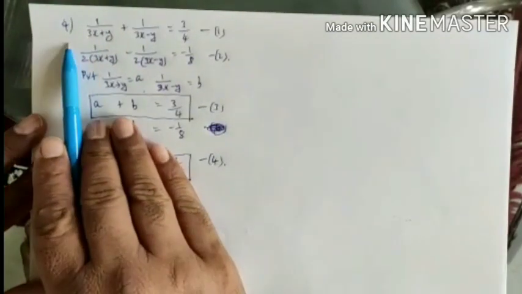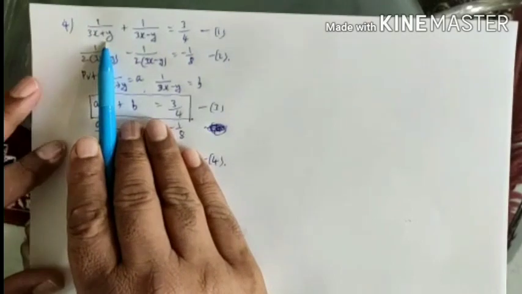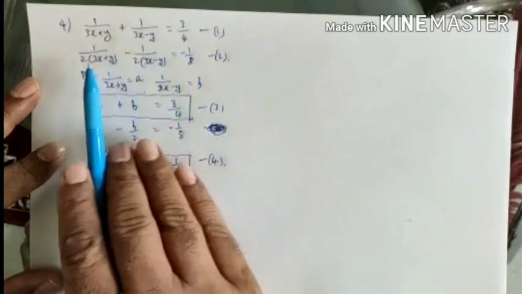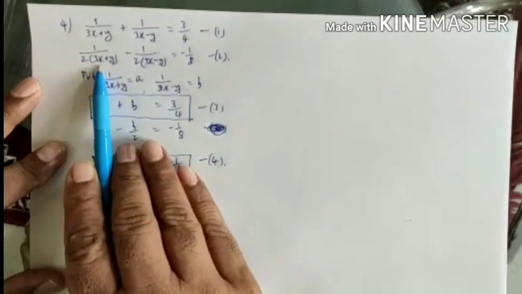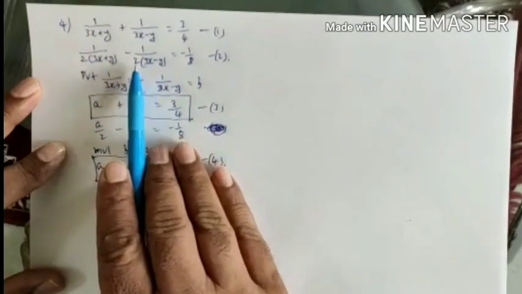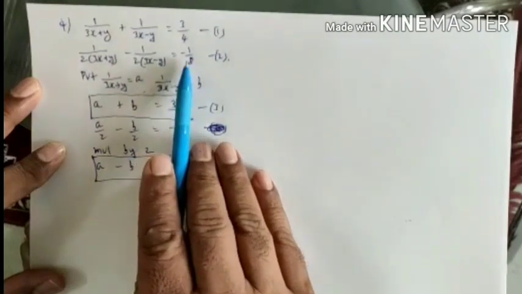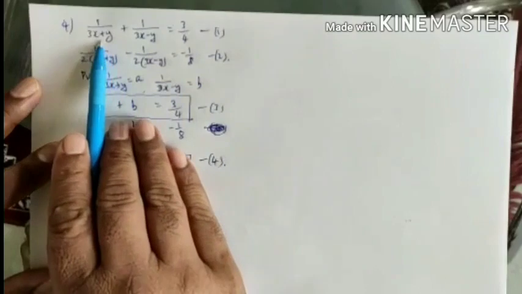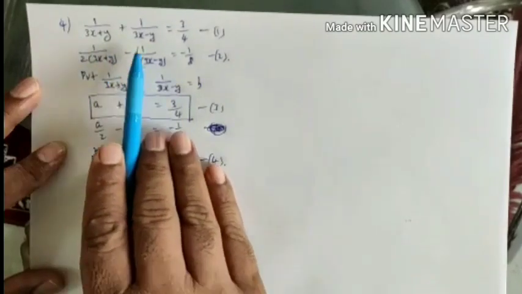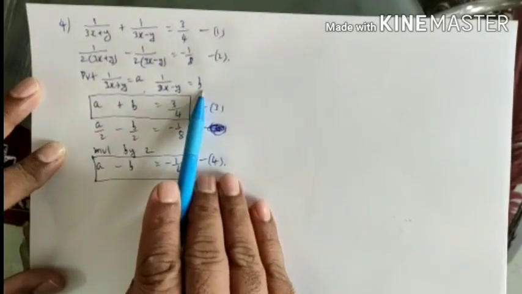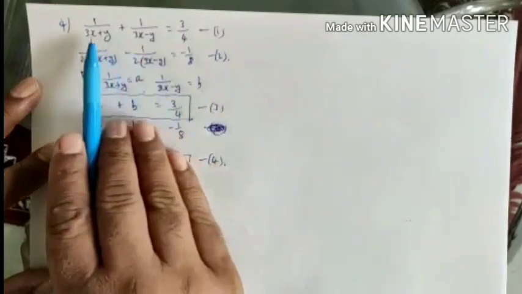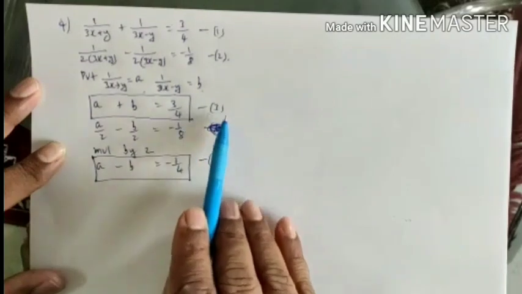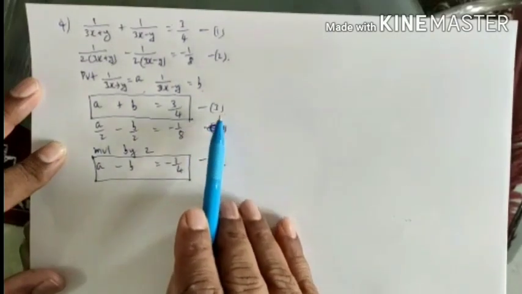Take question number 4. 1 upon 3x plus y plus 1 upon 3x minus y is equal to 3 upon 4. 1 upon 2 in bracket 3x plus y minus 1 upon 2 in bracket 3x minus y equal to minus 1 upon 8. See, here we shall use substitution. 1 upon 3x plus y equal to a and 1 upon 3x minus y equal to b. So our first equation will become a plus b equal to 3 upon 4. We shall give it the name equation 3.